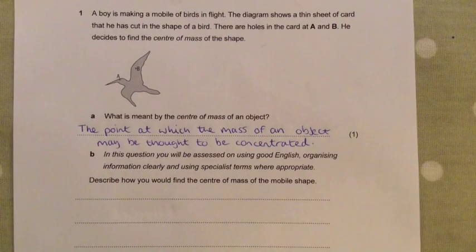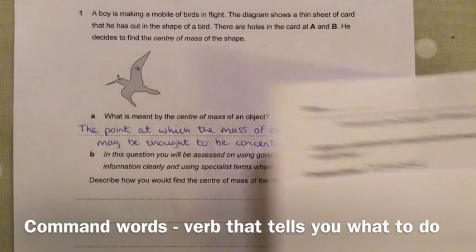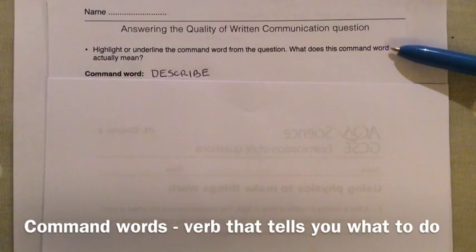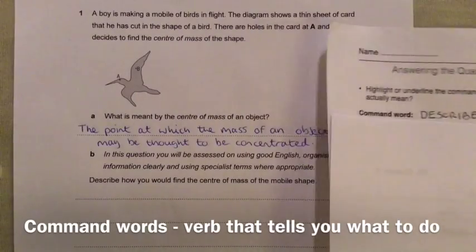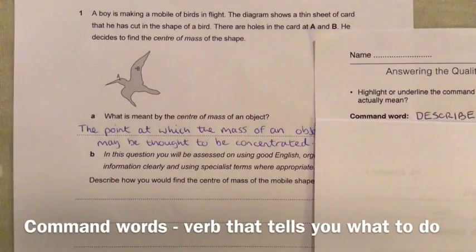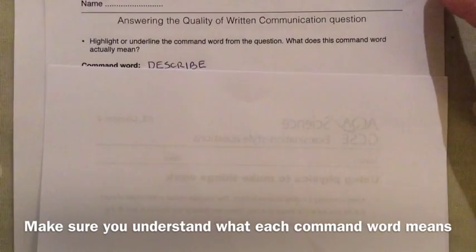So the first thing I want to do is, what are they asking me to do? What have I actually got to do in this? What is the verb that they're actually asking me to do? So let's have a little look through this process here. So firstly, I'm going to highlight or underline the command word from the question. Now, the command word is the verb, what is telling you to do. So in my exam question I had there, I had describe how you would find the centre of mass. So describe is telling me what to do. Describe is my command word or my verb for this question.